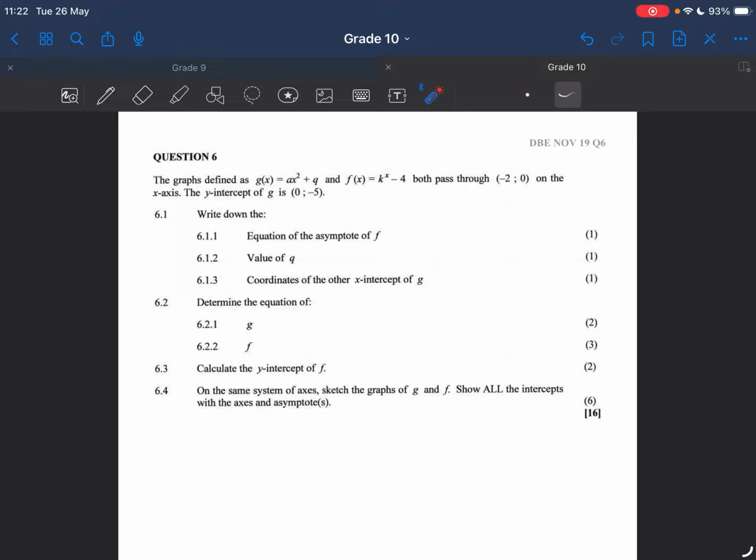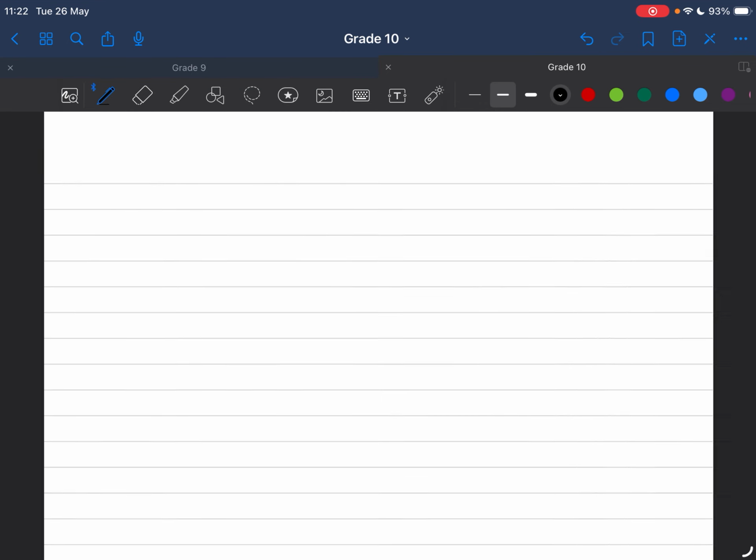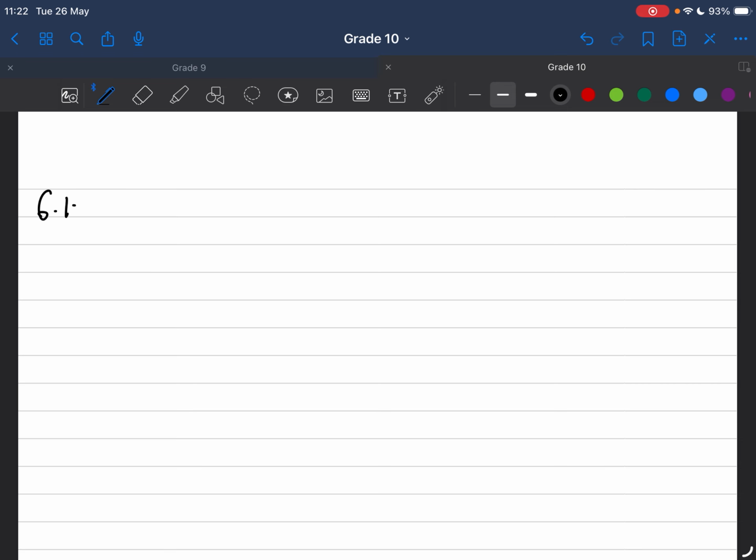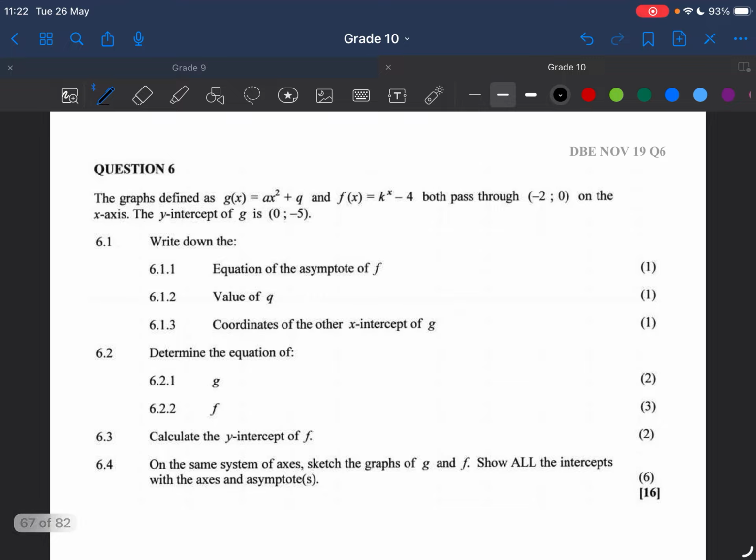So we're going to begin with 6.1.1, the asymptote of f. So f is this graph here. This is an x as an exponent, so this is an exponential graph. The value q, remember, it's b to the power x plus q. So in this case, your value q, your -4, that's going to be the asymptote. So let's go ahead and write that down. So 6.1.1, y is equal to -4 is the equation of your asymptote.